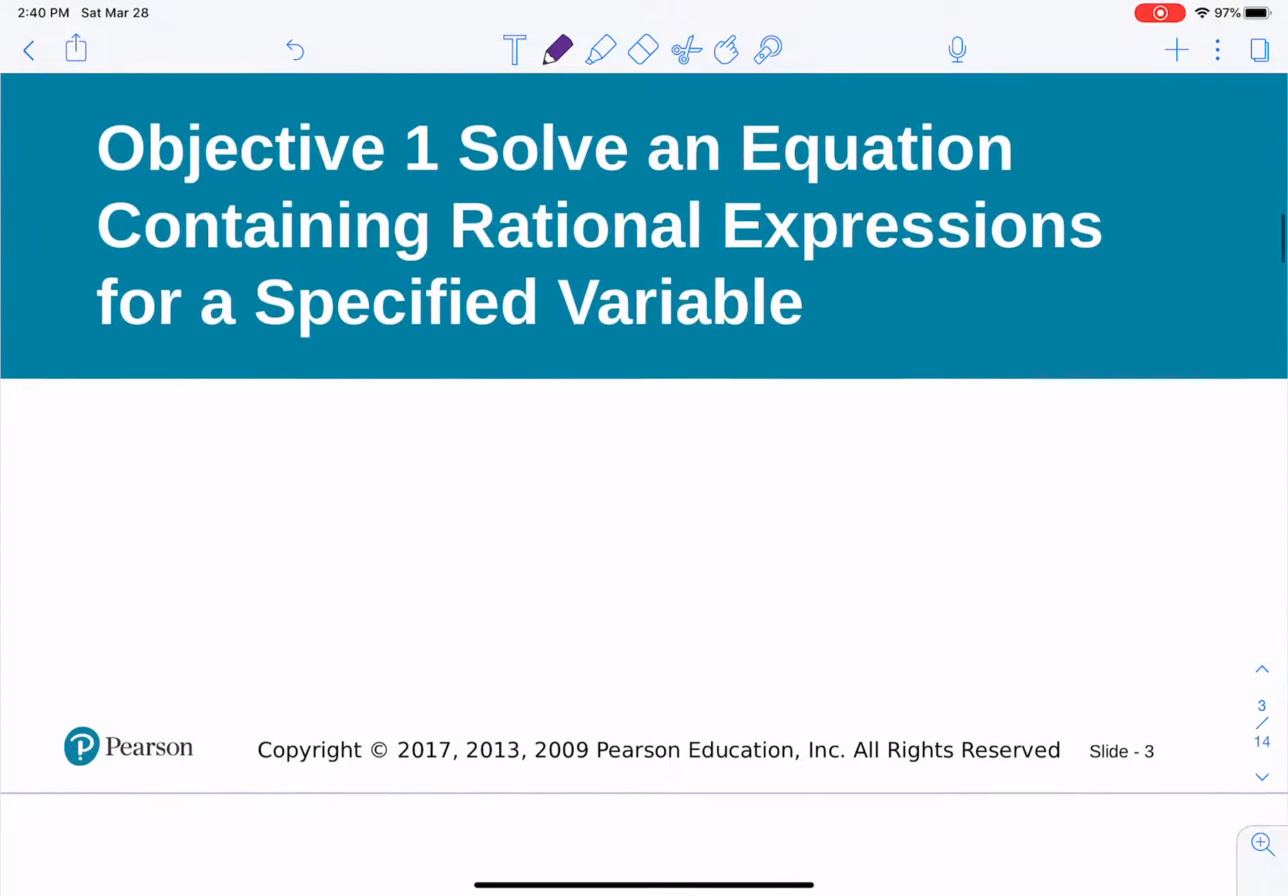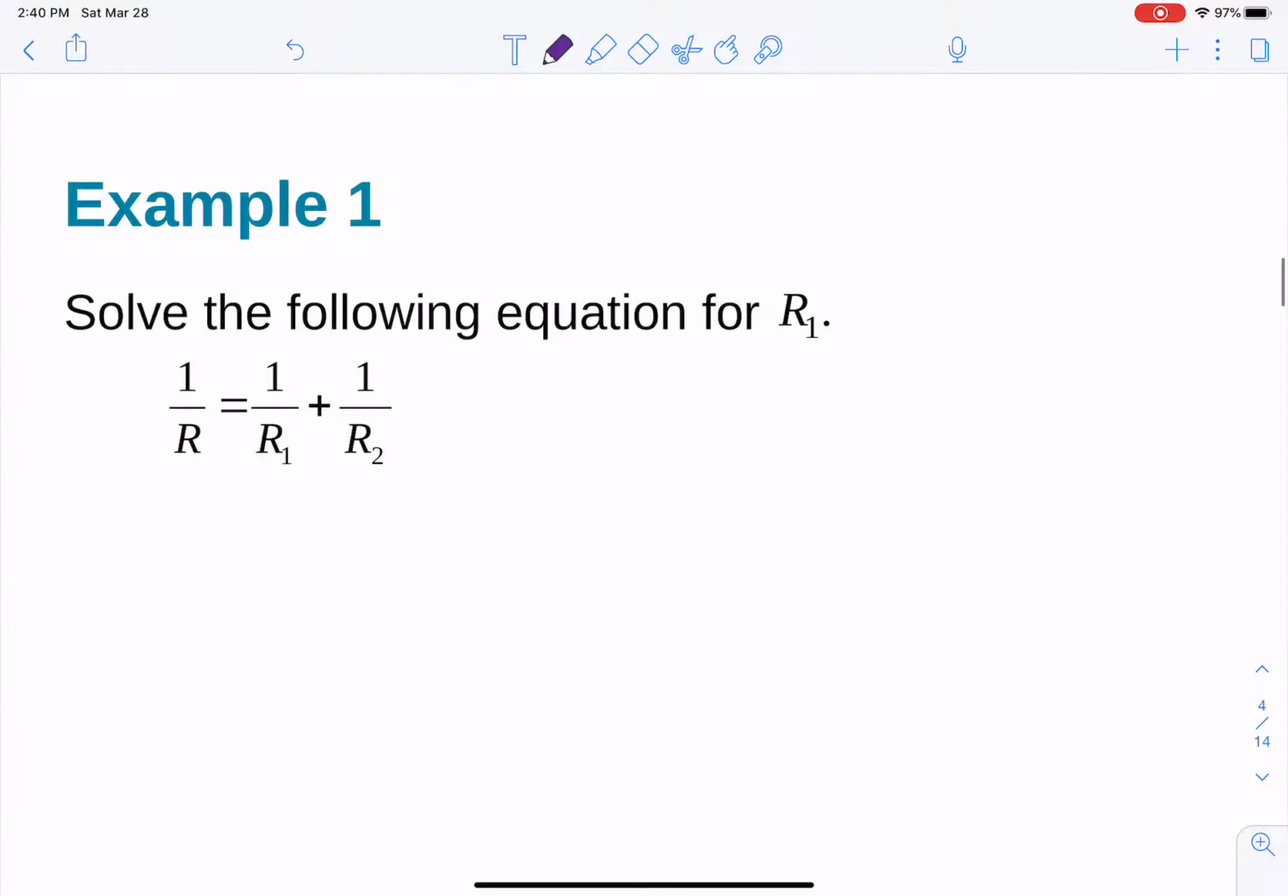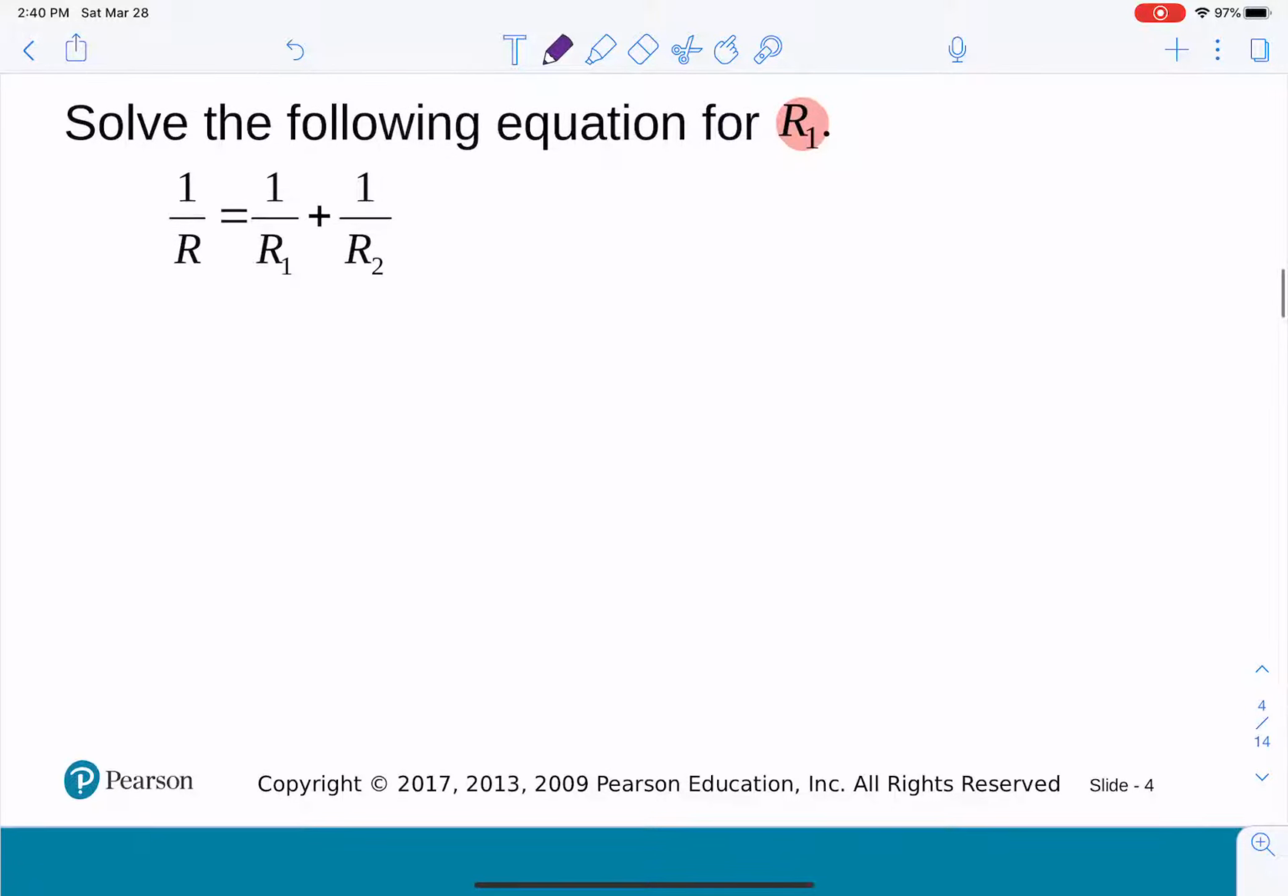So let's start with an example where we want to solve the following equation: 1 over r equals 1 over r1 plus 1 over r2, but we want to solve it for r1. So we have two terms on the right hand side. Let us combine them so we get a common denominator. There is nothing in common between r1 and r2, so the least common denominator would be r1 times r2. So the right hand side is 1 over r1 plus 1 over r2.